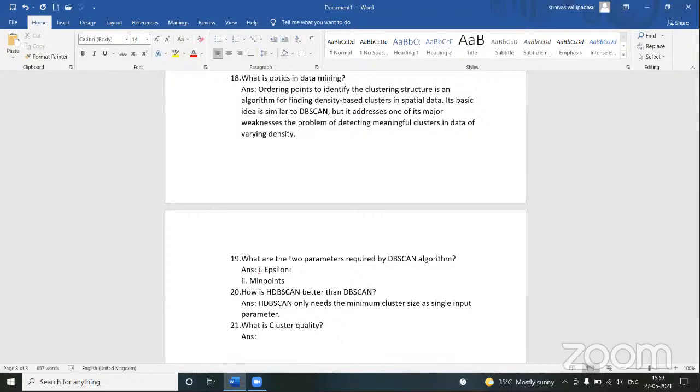Quality is measured by its ability to discover some or all of the hidden patterns in our data sets.